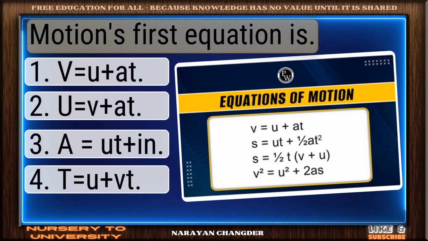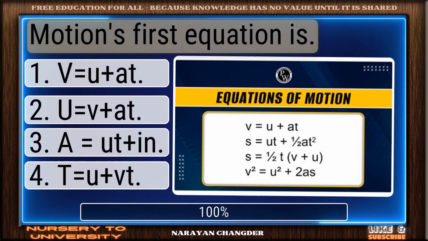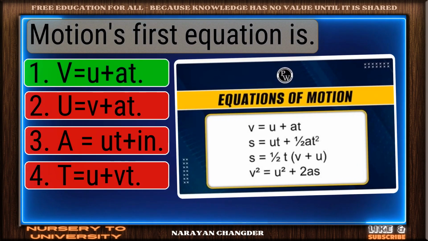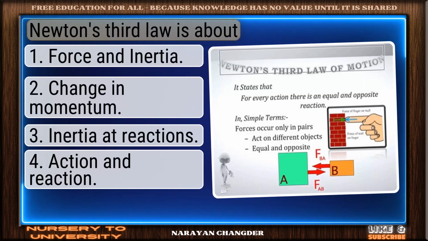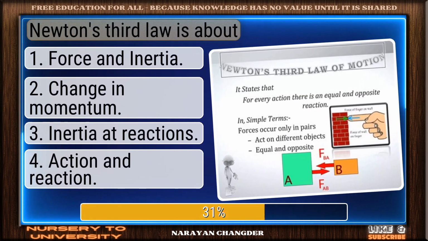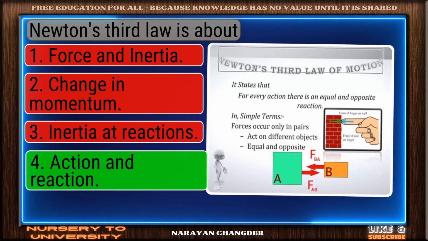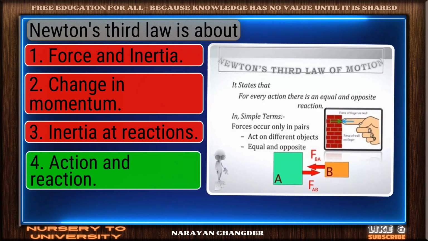Question number 236. Motion's first equation is. You chose V equals u plus at, and it is correct. Question number 237. Newton's third law is about. On track. Action and reaction is the correct answer.